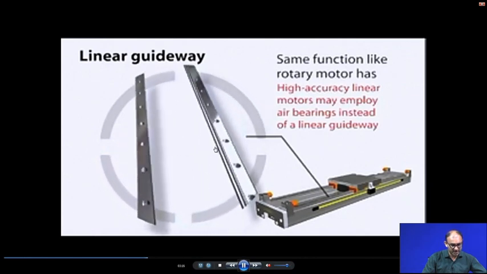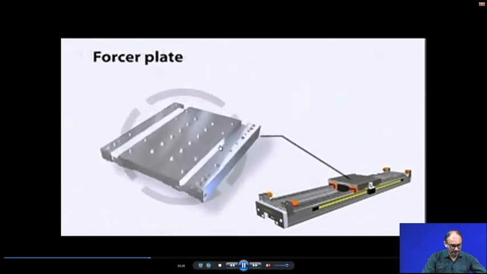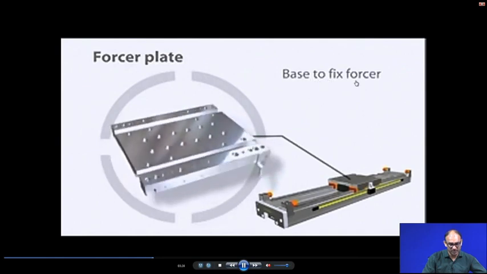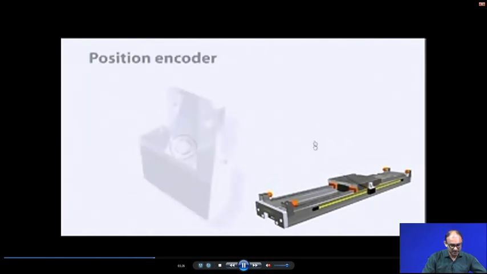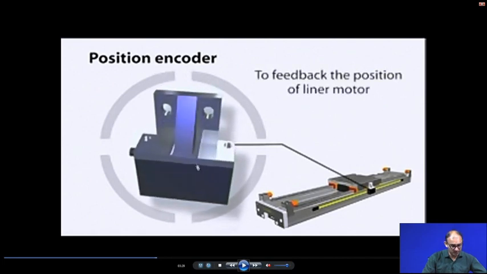So, these are the linear guideway, and this is the forcer plate on top of that. It is the base to fix the forcer, and after that you put something on top. So, this is the position encoder. It gives feedback to position the linear motor. Here it will move along this motor, so that you can get how much movement the motor has performed in the linear direction.